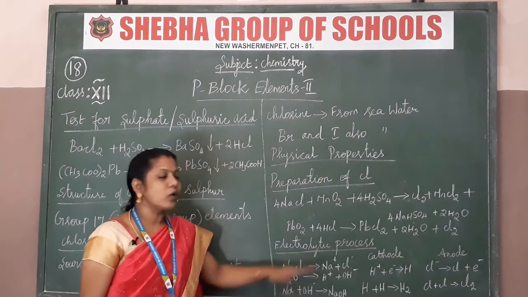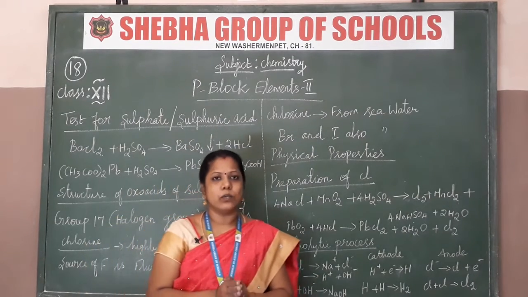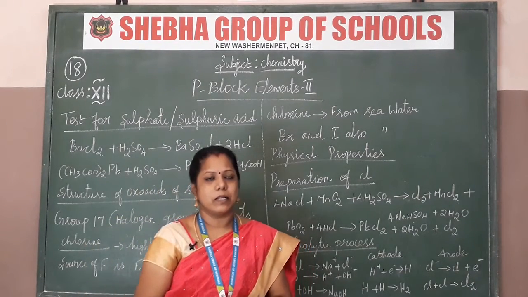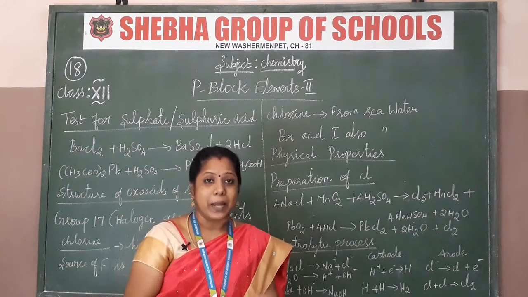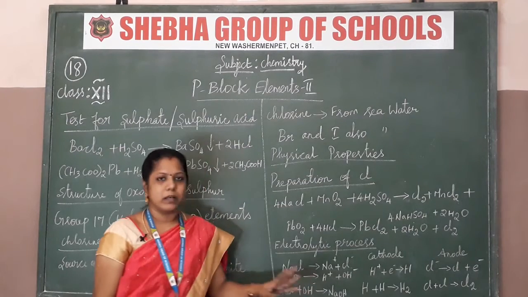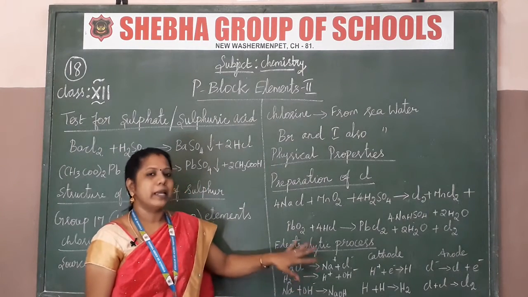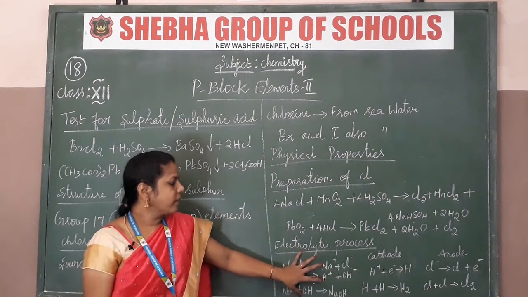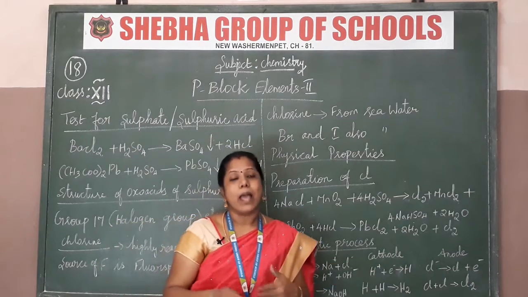This is the electrolytic process. Whenever you use the word electrolytic, you will certainly consider the cations and anions, which are charged and responsible for the mechanism. Yes, that is the electrolytic process. We have to derive the cathode and anode reactions.